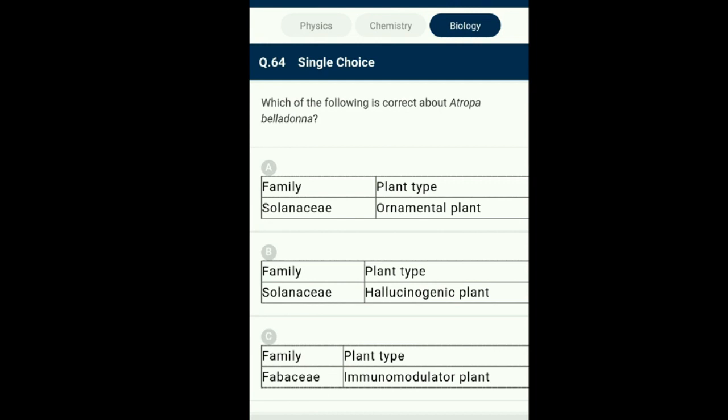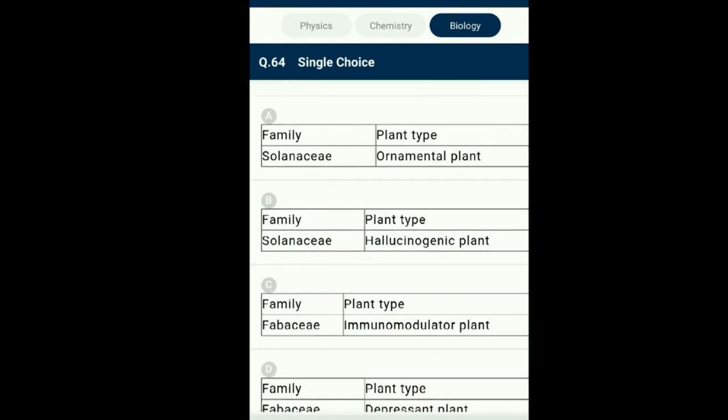Question number 64. Which of the following is correct about Atropa belladonna? Atropa belladonna, the common name is deadly nightshade, is a perennial plant. It is a poisonous herb and belongs to the family Solanaceae, that includes tomato and potatoes. The foliage and berries contain tropane alkaloids, which are considered extremely toxic on ingestion. These toxins of the plant have been found to cause delirium and hallucinations. Pilocarpine is the antidote for the belladonna. Plants grown for decorative purpose in gardens, house and landscape are called ornamental plants.